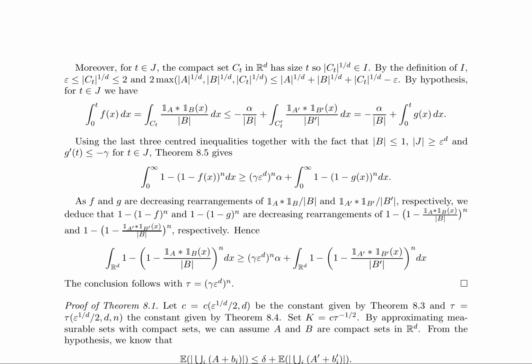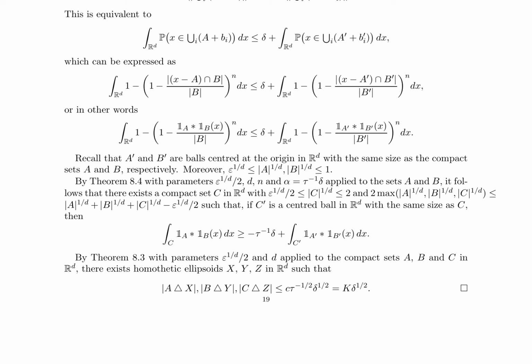To approximate measurable sets with compact sets, we assume A and B are compact in ρ. The proof involves a series of inequalities that leverage the properties of decreasing rearrangements and the hypotheses to demonstrate the theorem's conclusion. A crucial step is to show that the integral of a specific function over a set C in ρ, bounded by certain parameters, is greater than or equal to a value minus the integral of another function over a centered ball in ρ, also bounded by specific parameters.